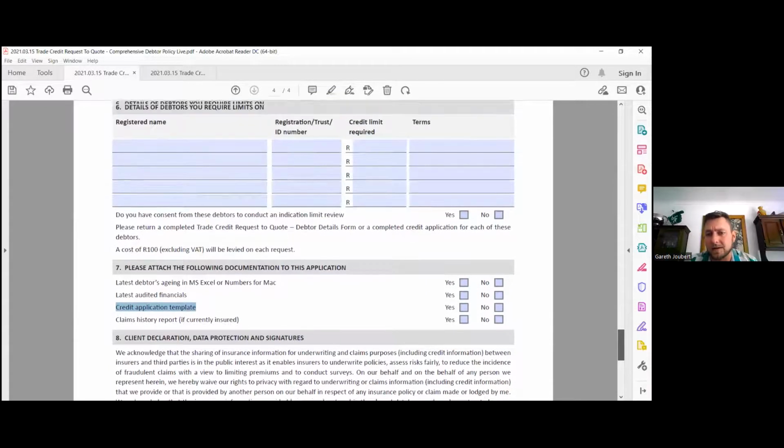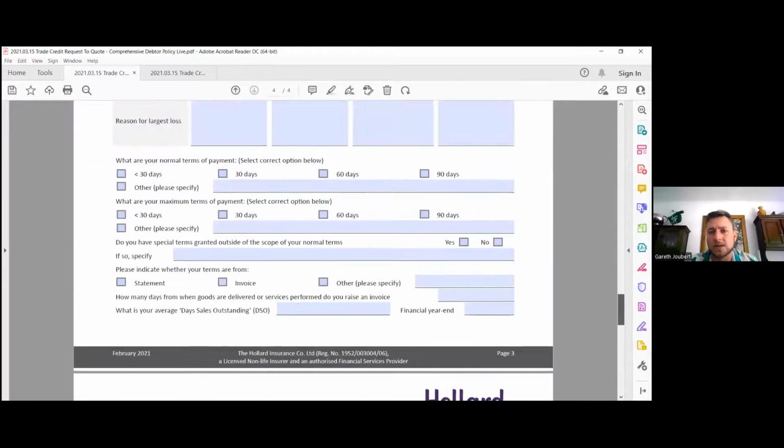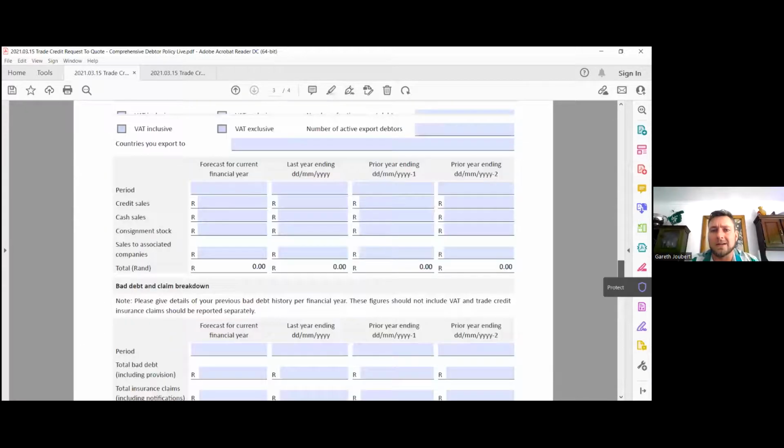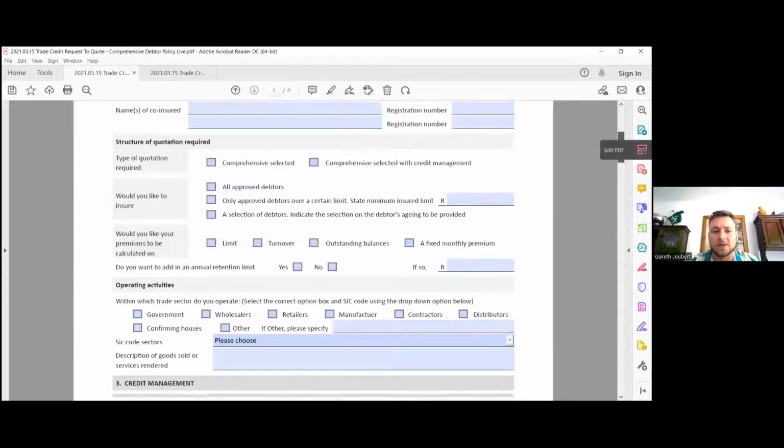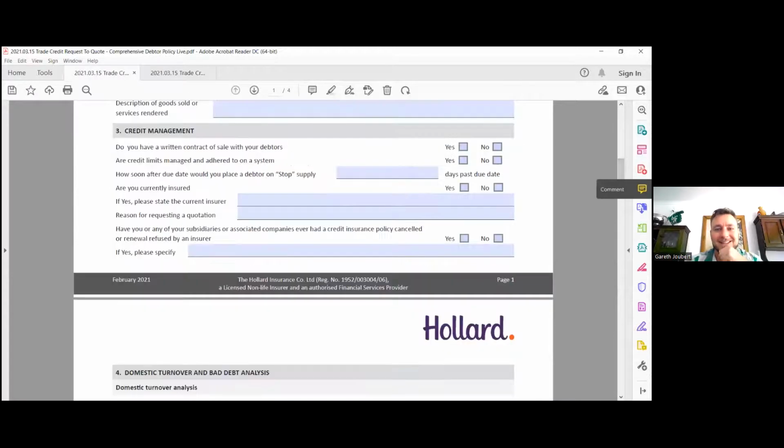We've seen credit agreements where the guy's still going to sue in the Transvaal, right? In the event of a dispute. I mean, the Transvaal doesn't even exist anymore. Okay, so do you have a credit agreement? Yes or no? Are credit limits managed and adhered to on a system? So we just want to know, what is the client's credit management like? If your client has got good credit management, obviously that starts informing a cheaper rate.